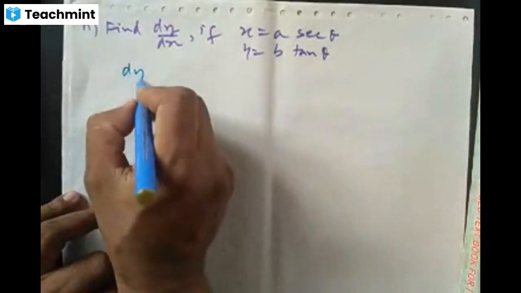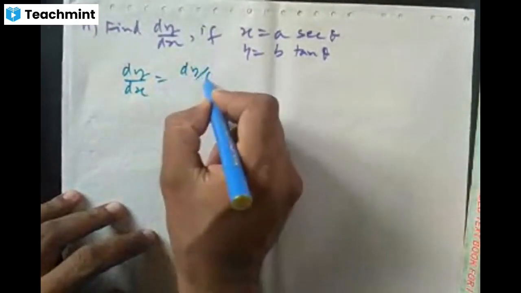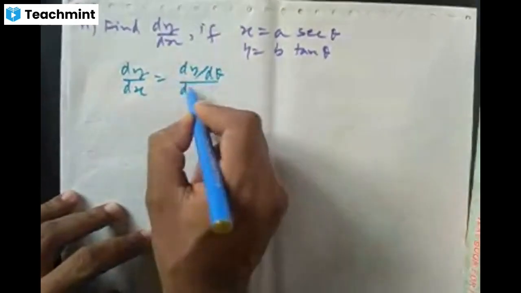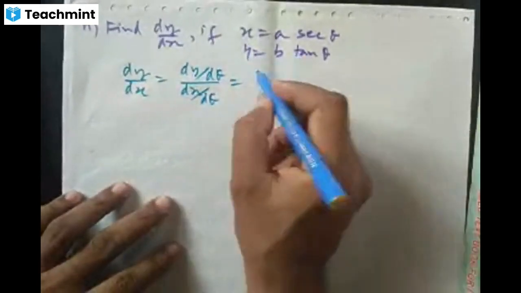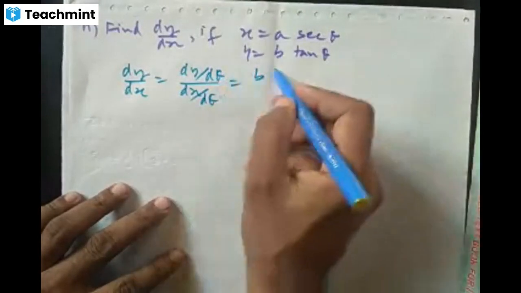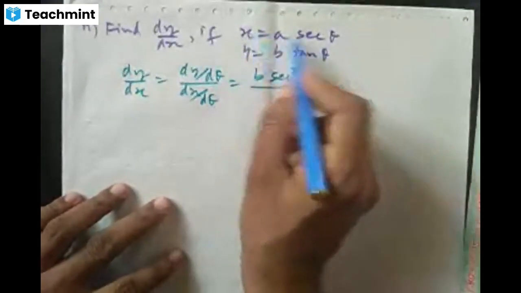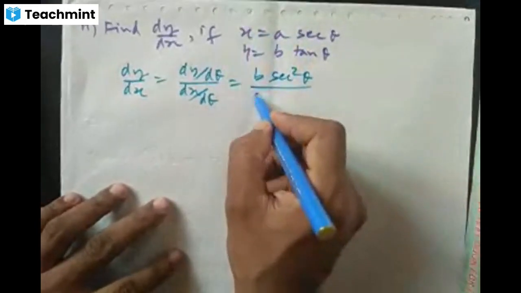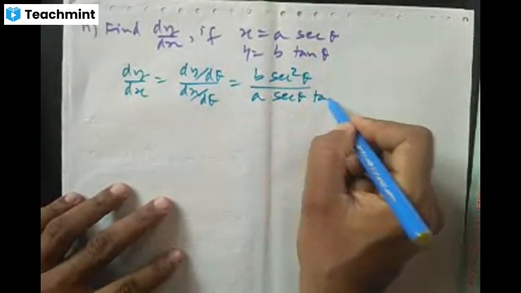So straight away we shall write the formula. dy by dx is equal to dy by d theta divided by dx by d theta. What is dy by d theta? b into derivative of tan theta with respect to theta, secant square theta, divided by dx by d theta, so a into secant theta into tan theta.